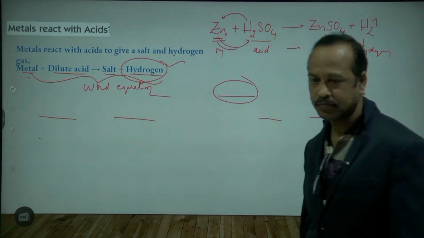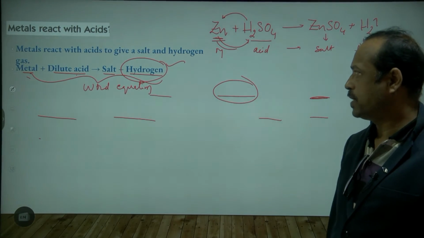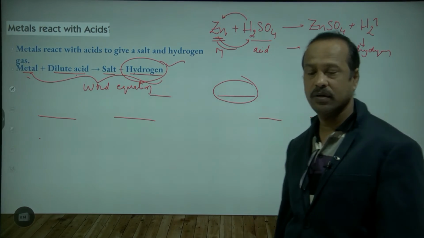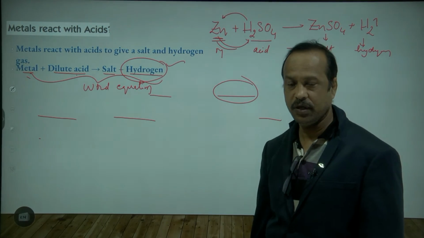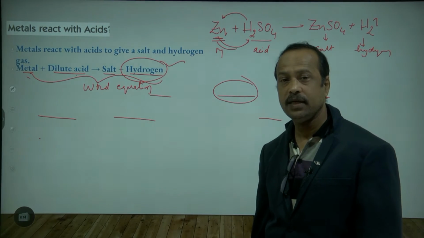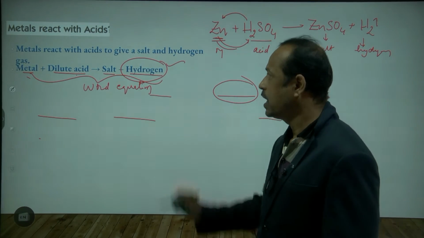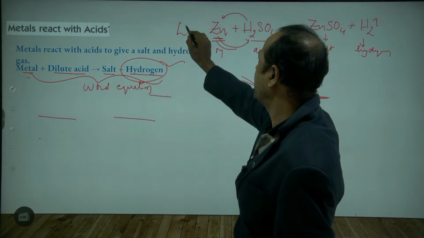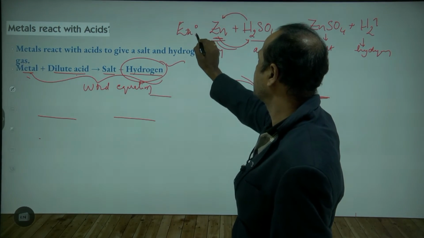Metal plus dilute acid gives rise to, meaning an arrow mark, salt plus hydrogen. Now write an example. This is an example.